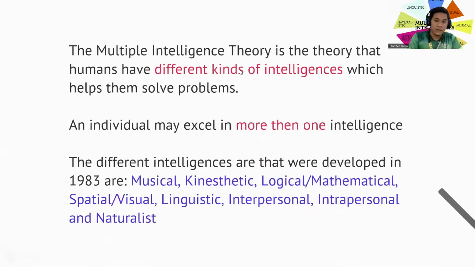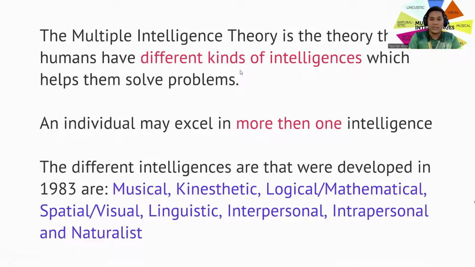Multiple intelligence theory is the theory that humans have different kinds of intelligence, which help them solve problems. An individual may excel in more than one intelligence. The different intelligences that were developed in 1983 are the musical, kinesthetic, logical or mathematical, spatial or visual, linguistic, interpersonal, intrapersonal, and naturalist.